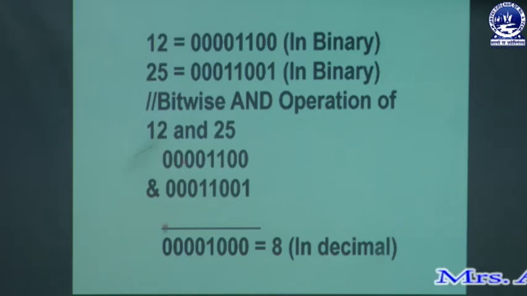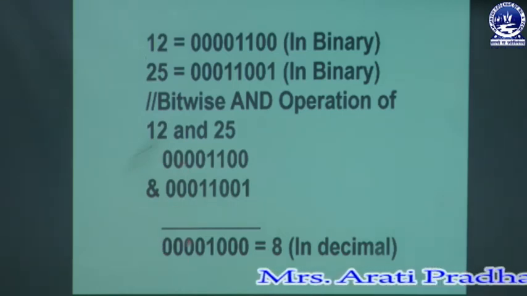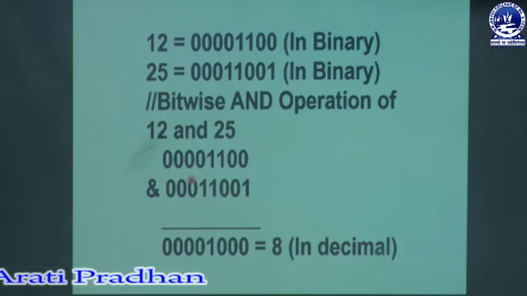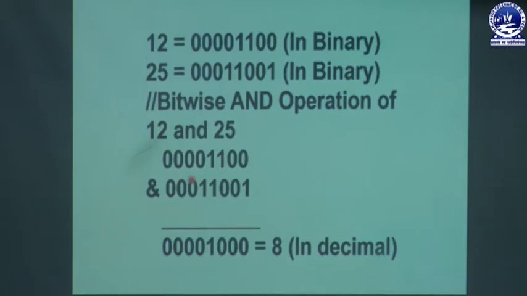We know that by using the bitwise AND operator, the output will be 1 only when the two operands are 1. So, here 1 and 1, the output will be 1, otherwise in every case the output will be 0. It means that the output will be 0 0 0 0 1 0 0 0, whose decimal equivalent is 8. Again, let me explain it again.